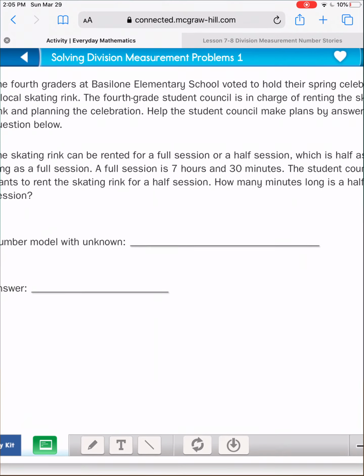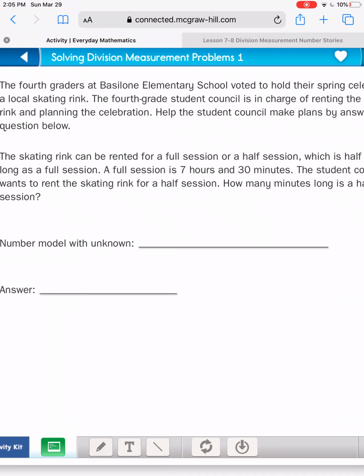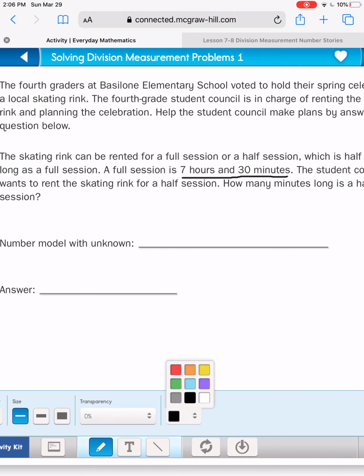So first, I want to underline things that I know from this problem. And I know that a full session is 7 hours and 30 minutes, which is a really long time to skate. The question that we have to answer is how many minutes long is half of a session. So we need to do a conversion. So boys and girls, the conversion that you're going to need to know for this problem is how many minutes there are in an hour. And I hope that you remember that there are 60 minutes in 1 hour.